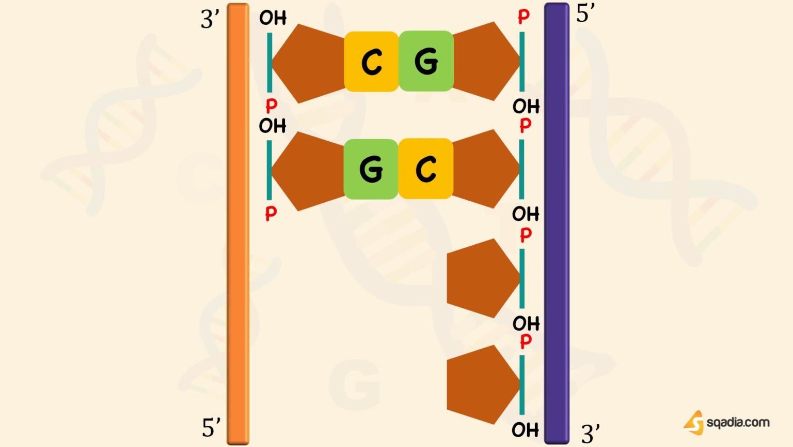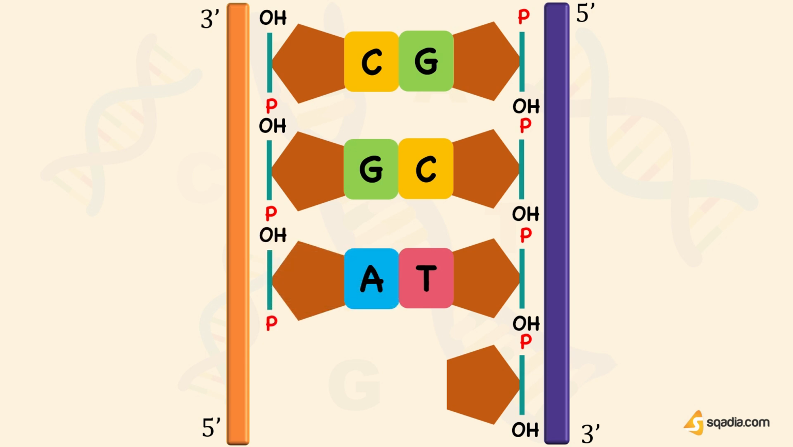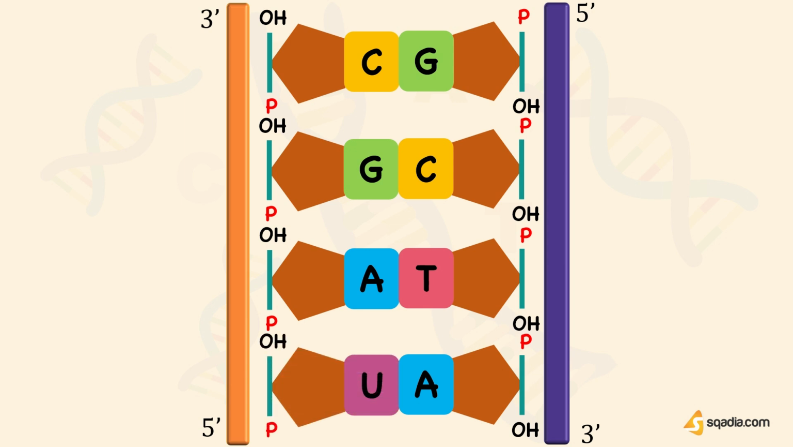If this is the thymine in the DNA template, the other base that would be made opposite to that will be adenine. If this is the adenine in the DNA template, the other base that would be made opposite to that will be thymine? No. It will be uracil, as these are RNA strands. So, that is how the RNA will be made from the DNA template.